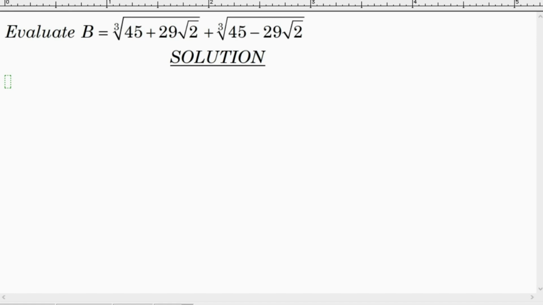In this video, we are going to solve a challenging question. And the question is, evaluate B equal to the cube root of 45 plus 29 square root of 2, plus the cube root of 45 minus 29 square root of 2.